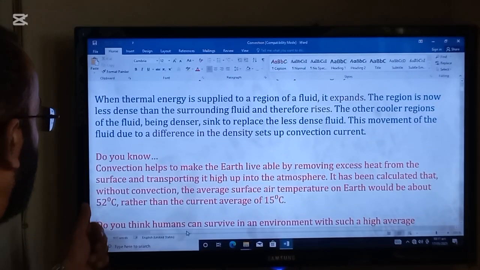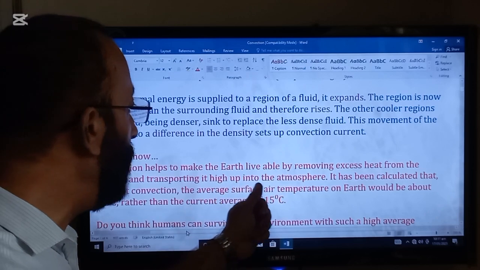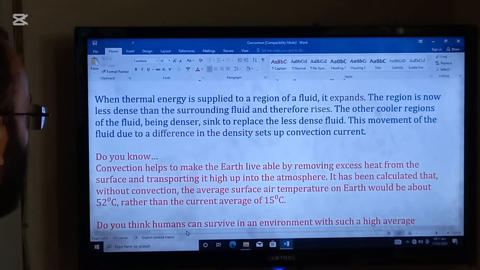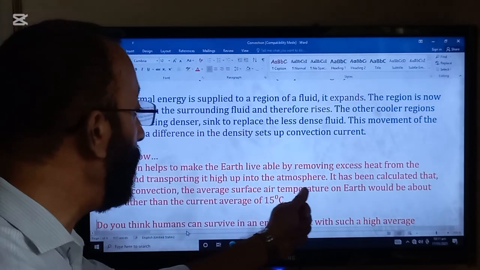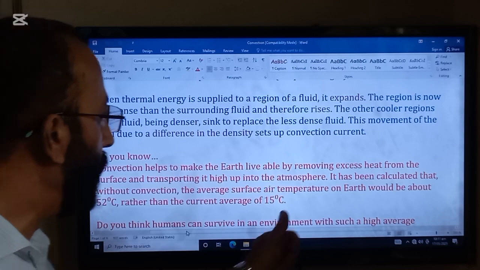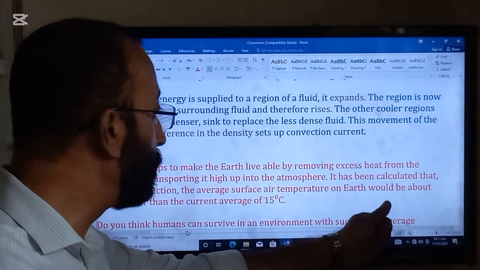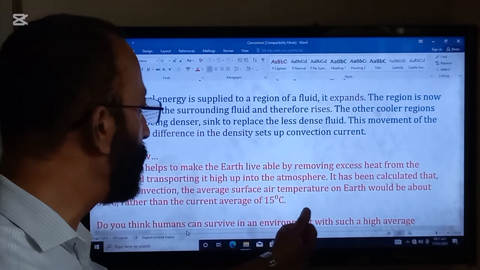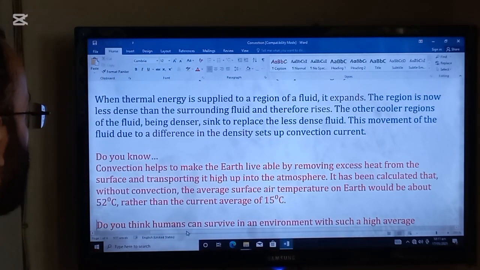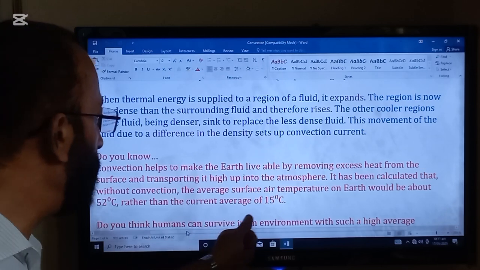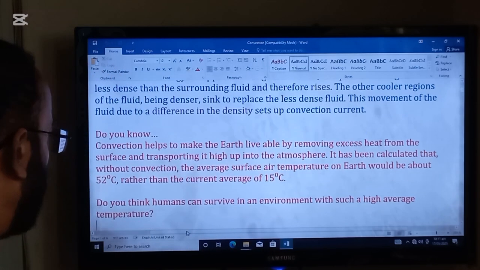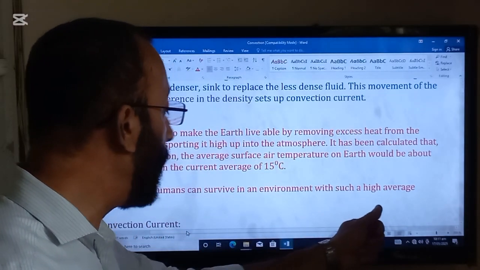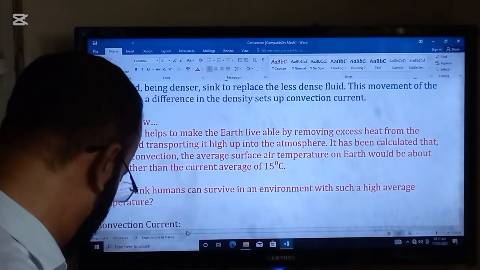Do you know? Convection helps to make the earth livable by removing excess heat from the surface and transporting it high up in the atmosphere. It has been calculated that without convection, the average surface air temperature on Earth would be about 52 degrees C, rather than the current average of 15 degrees C. Do you think humans can survive in an environment with such a high average temperature? That is almost impossible.